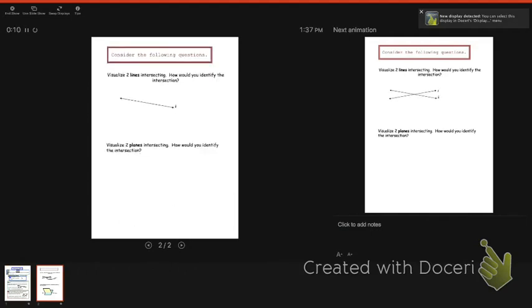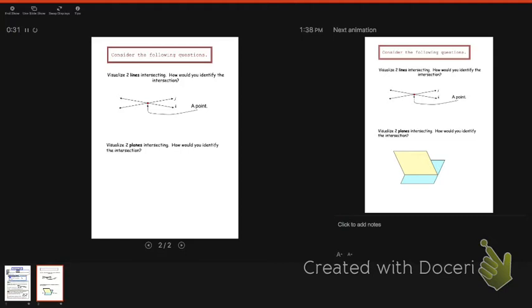Visualize 2 lines intersecting. What word do you know that could describe what their intersection looks like? Look at where they cross. That would be called a point, right? 2 lines intersect in a point.